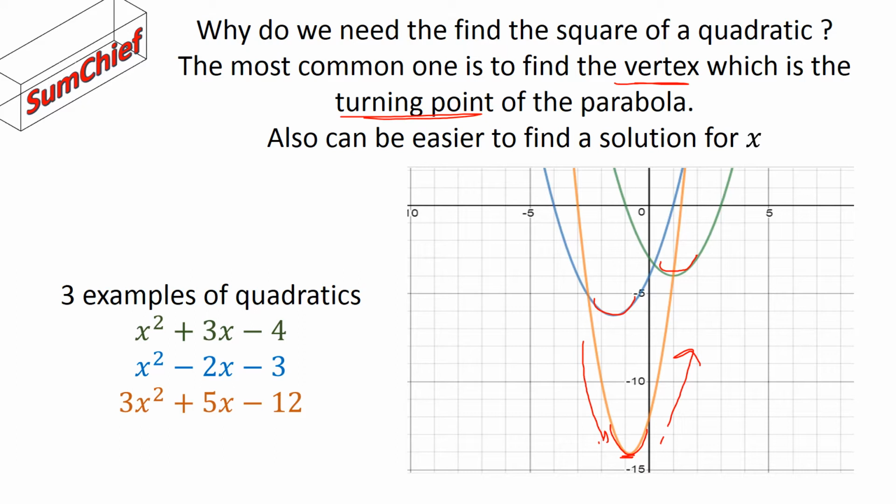So 3 examples here: x squared plus 3x minus 4, which is this one; x squared minus 2x minus 3, which is this one; and 3x squared plus 5x minus 12, which is this one. They're the 3 we're going to look into today.